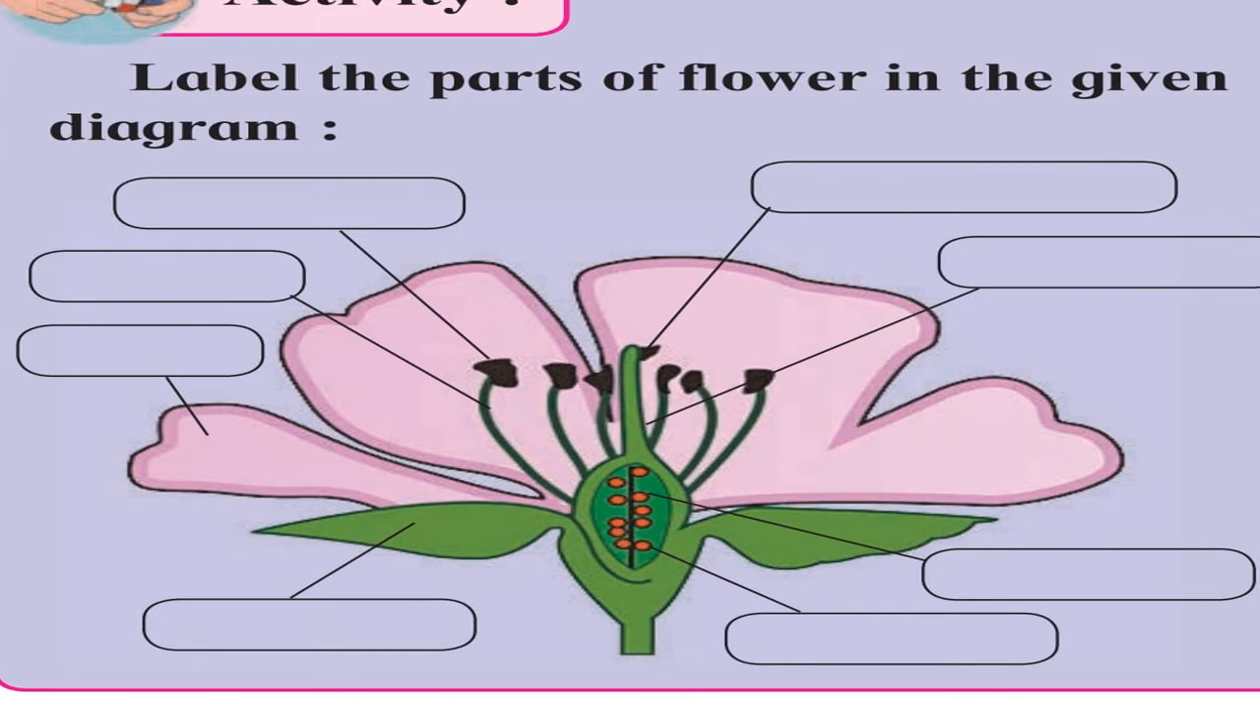An activity is given in your book. This is the activity. Actually, the structure of the flower is given, and the parts are not labeled. You have to label.